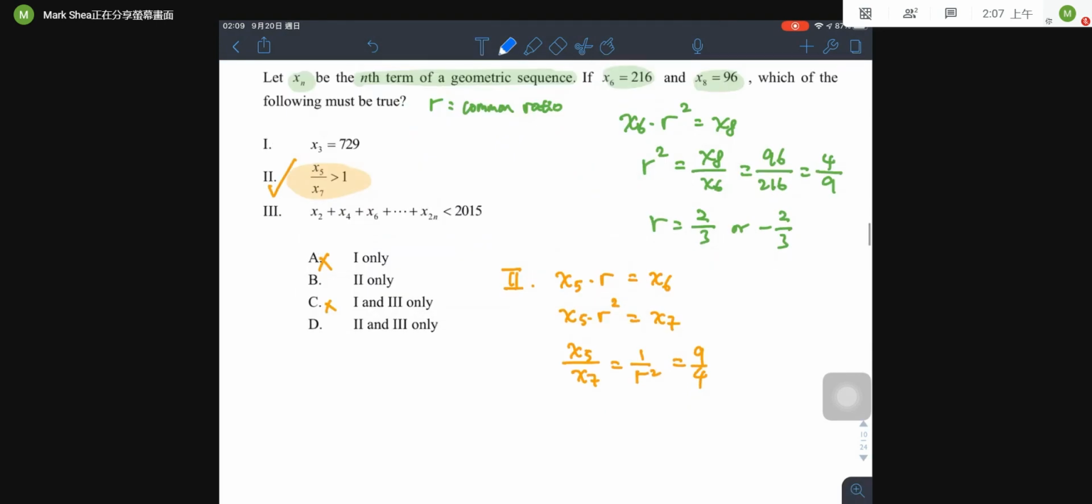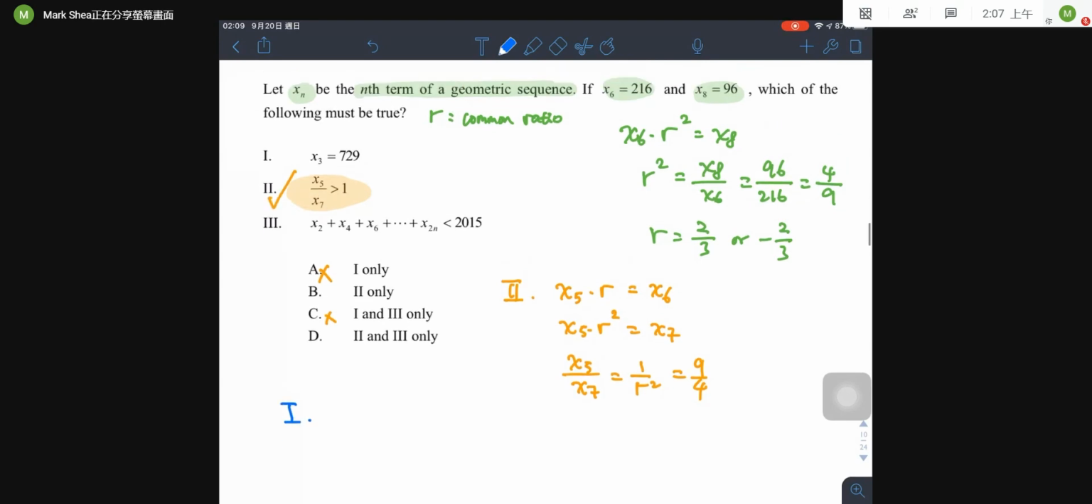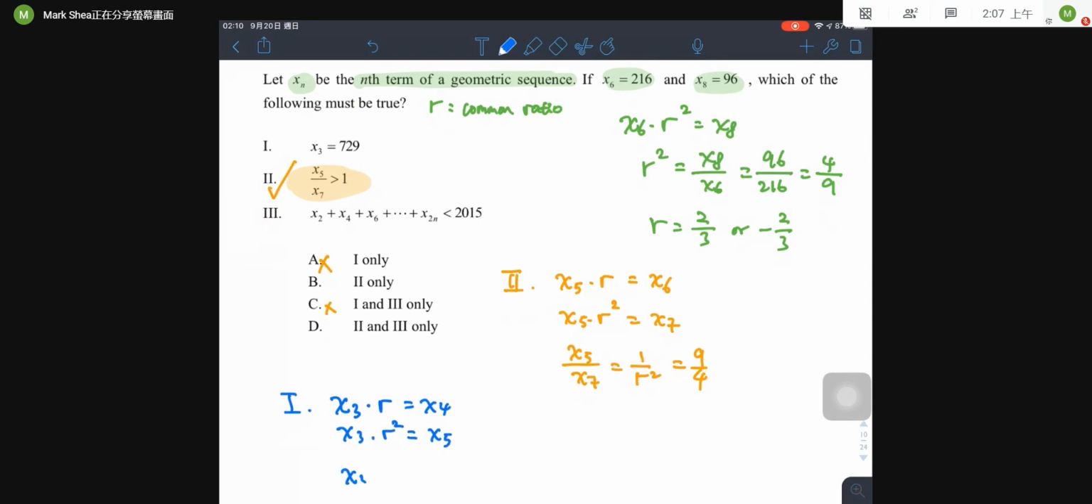Now for option 1, for x3, to find x3 we actually don't need to find the first term. We only need to use a similar relationship between x6 and x8. Now x3 times r will be equal to x4, and x3 times r squared will be x4 times r, which is x5. So x3 times r cubed will be x6. So we can use this to find the value of x3.